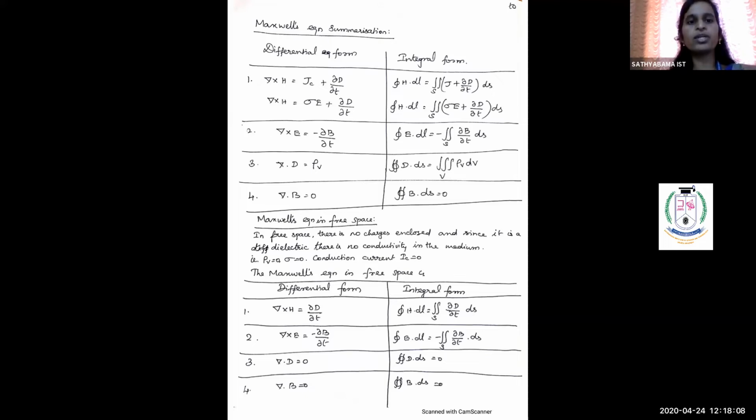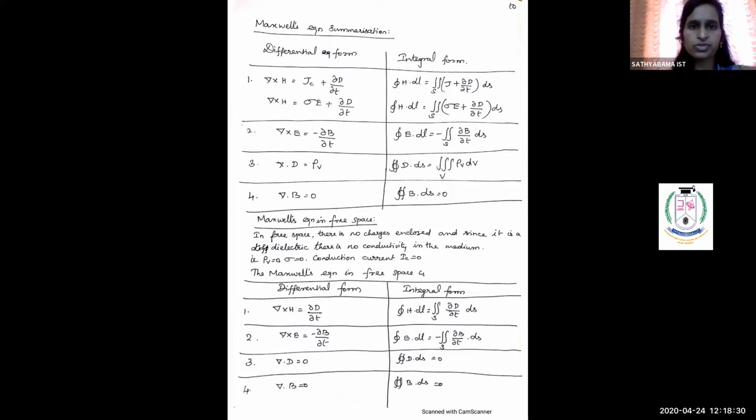So these are the 4 equations we have learned in Maxwell's equation. Next, we are going to learn the Maxwell's equation in free space. In free space, there is no charges enclosed. Also, there is no conductivity. So what happens? Rho v is equal to 0 and sigma also equal to 0.